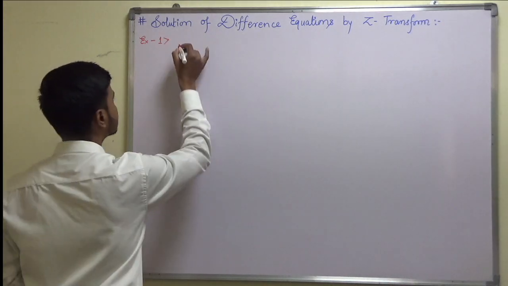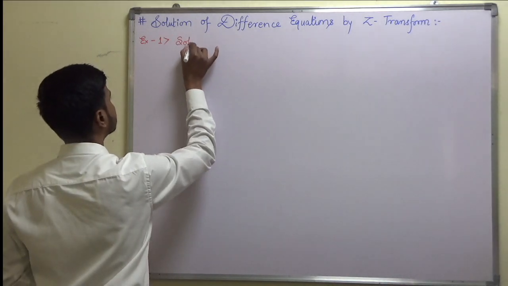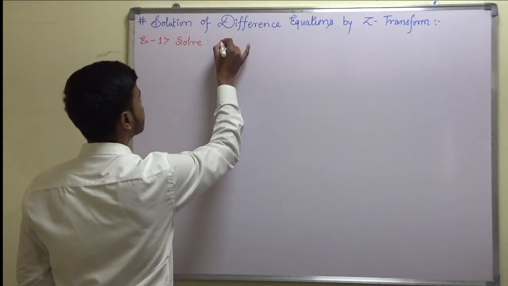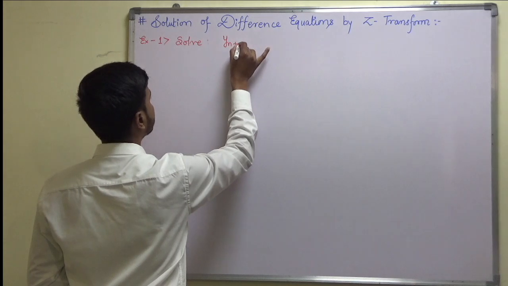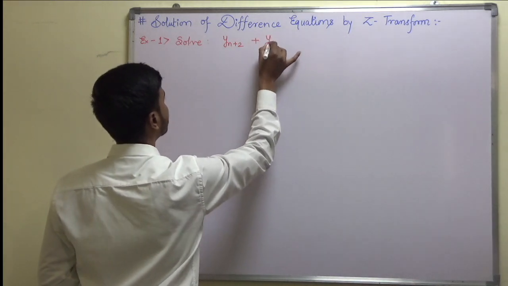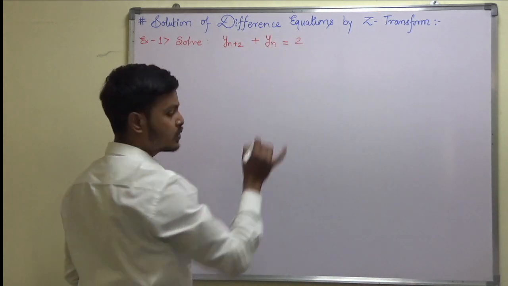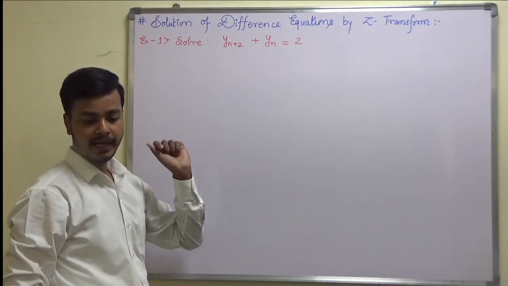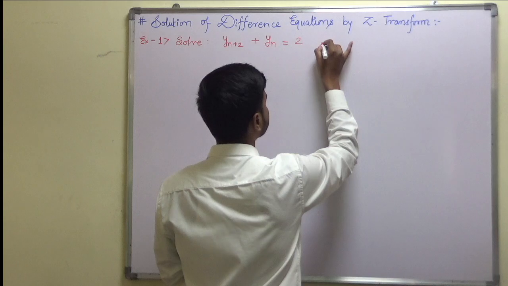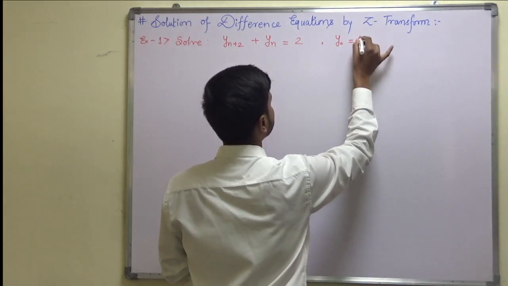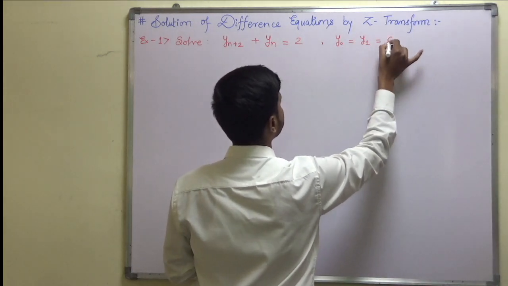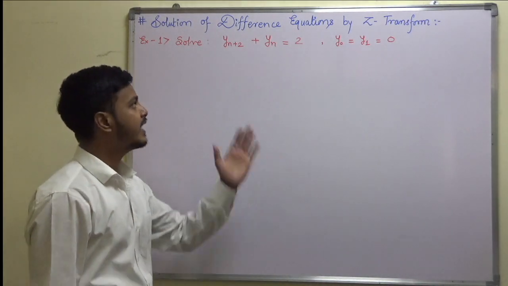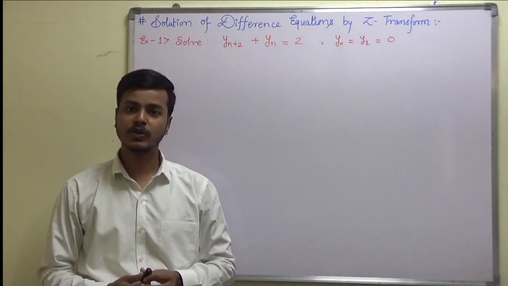Example 1: solve y n plus 2 plus y n is equal to 2. So this is the difference equation given to you, and some conditions are also given: y of 0 is the same as y of 1, is equal to 0. Now we have this problem and we have to get the solution of this problem.